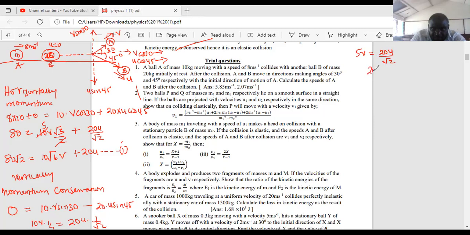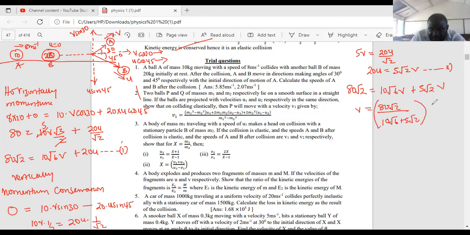So it means 20u is actually 5 root 2 v, the second equation. So I substitute 1 in 2, I will have 80 root 2 is going to be equal to 10 root of 6 v plus 5 root of 2 v. Now I can make v the subject and say it's going to be 80 root 2 divided by 10 root of 6 plus 5 root of 2. Compute with a calc and get the answer.